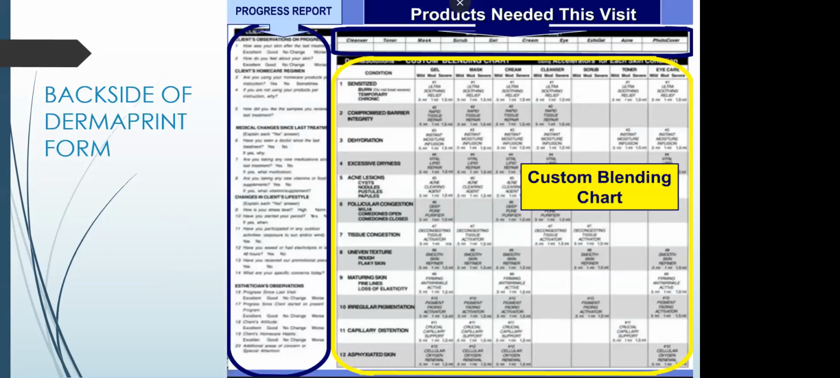So how do you custom blend? On the back of your Dermaprint form is a chart on how to custom blend. On the left-hand side, this is your progress report. So you've completed your Dermaprint. You're going to do this at every visit to allow you to measure the client's progress as you treat them. This could change from visit to visit, so it's especially true that the client is showing results.